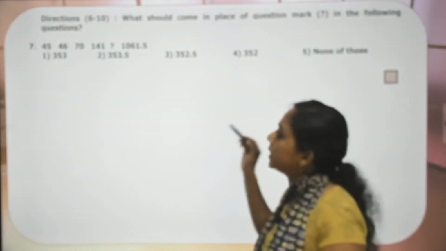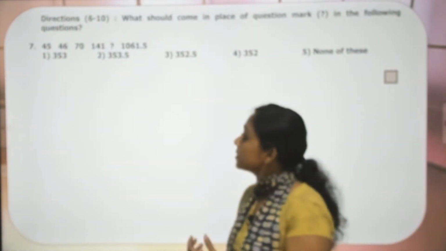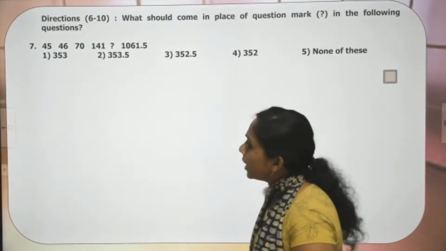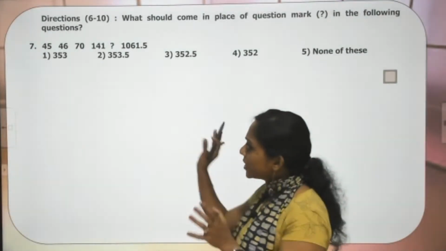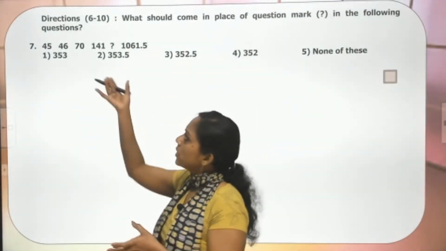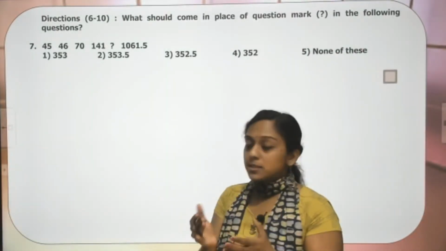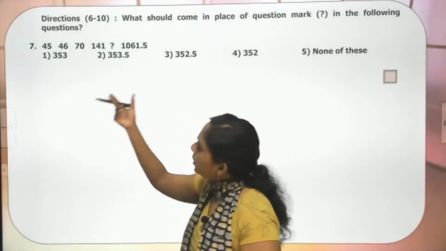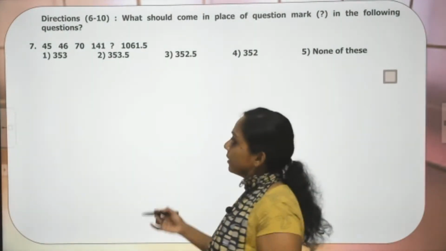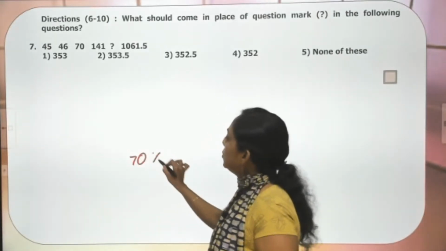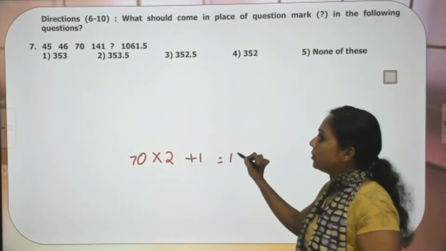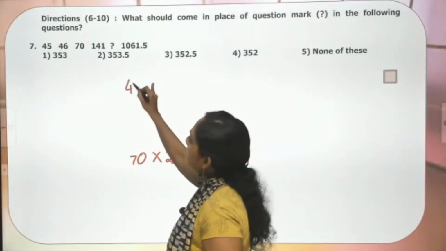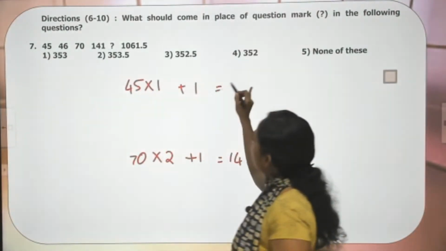45, 46, 70, 141, question mark, 1061.5. So it's more likely to be from miscellaneous series. I have already told you what is miscellaneous series. So it's a combinational series, and so I am starting from the middle terms. Just keep in mind 70 and 141, that is a twice relation. But here you see 45 and 46, that is only one time into one relation. So I am just checking. 70 into 2 is 140, plus 1 will give you 141. Okay, it's clear. 45 into 1 plus 1 will give you 46.